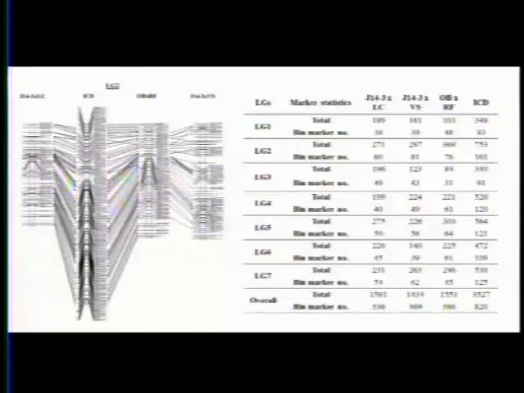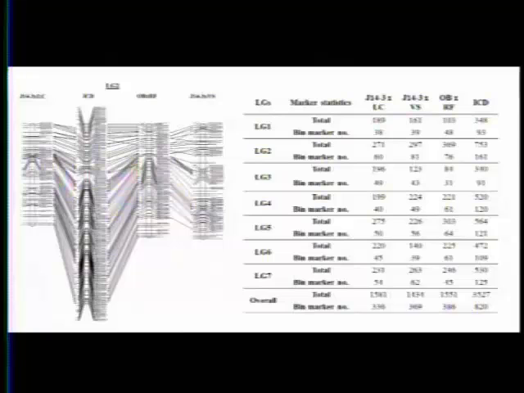And this picture shows you our integrated map. This is one of the linkage groups, linkage group 2. And this in the middle is our consensus map, and all 3 individual maps are on both sides. You can see the synchrony and the consistency across all 3 populations, which indicates our maps are of high quality.